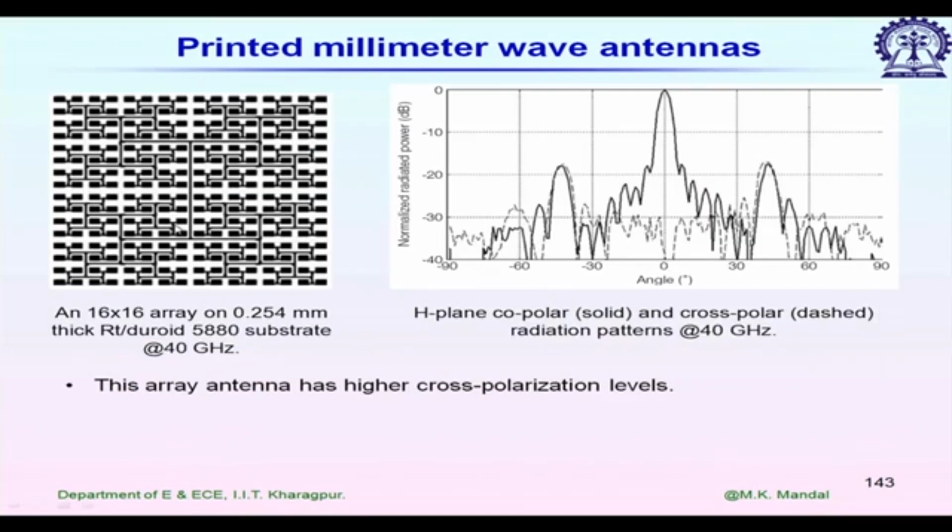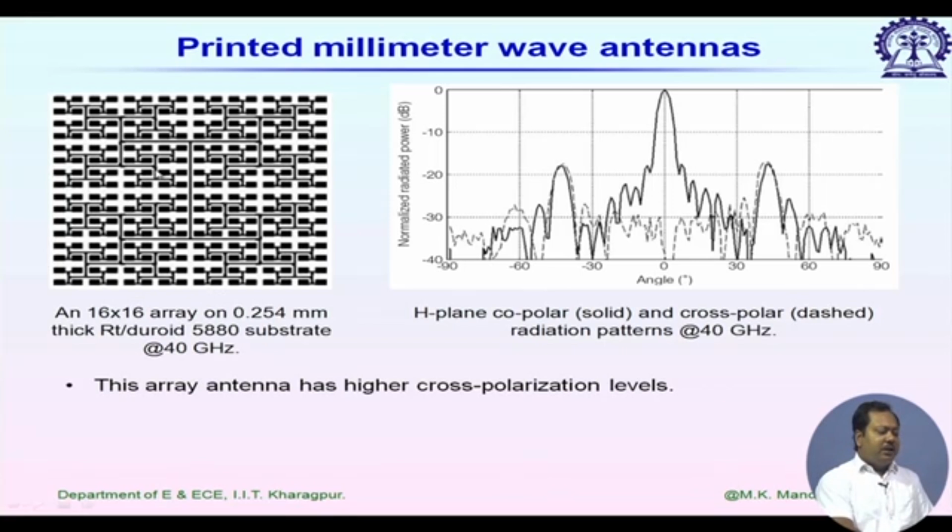Let us take some more examples. Here you can see one big array antenna, and these straight lines are nothing but feeding microstrip line. We are using one corporate feed network here.